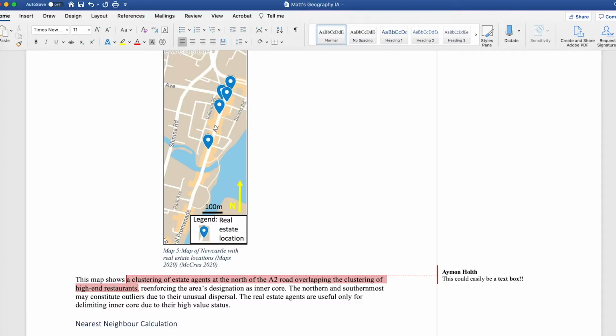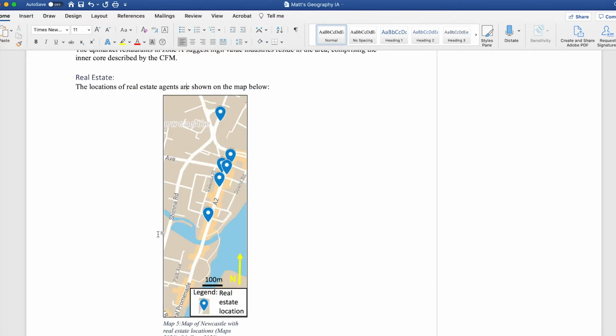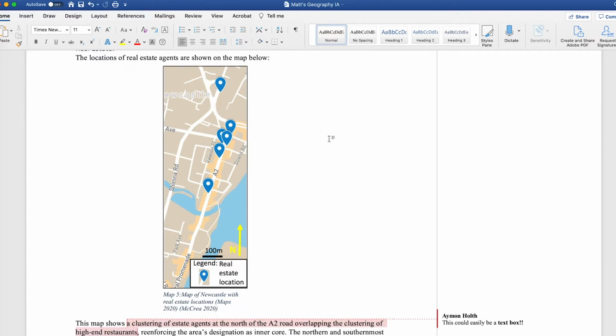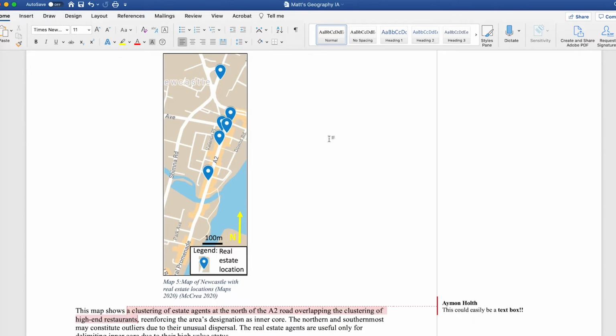Yeah, for example, let's look at something that could be put in a text box here. Let's read this out. This map shows a clustering of estate agents at the north of the A2 road, overlapping the clustering of high-end restaurants. Super easy diagram where you could put a line, put a text box saying overlapping of real estate agents, put another text box here, overlapping of clustering of high-end restaurants, and then put another text box next to it saying that there's an overlap and it reinforces the area's designation of the inner core. So suddenly you've just gotten rid of 30 words with 3 text boxes. Super easy, very easy way to reduce your word count.